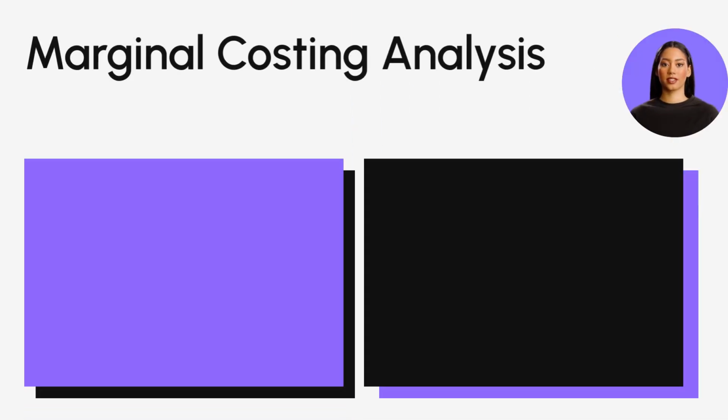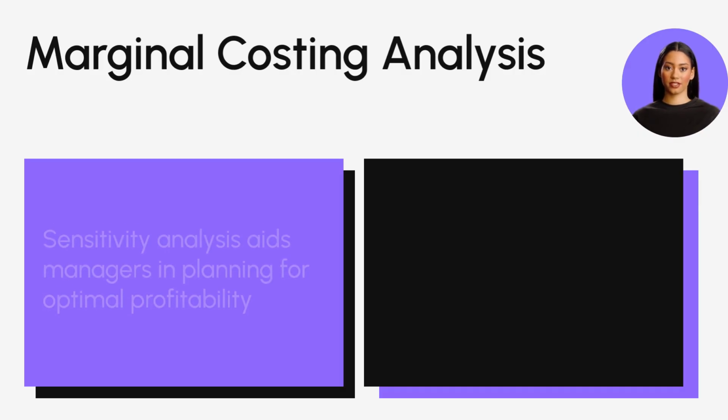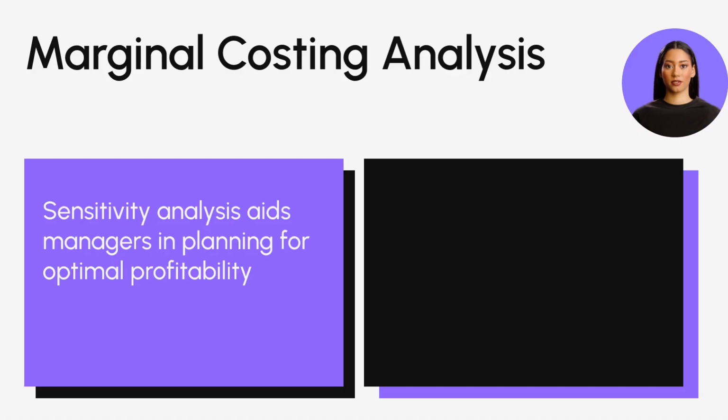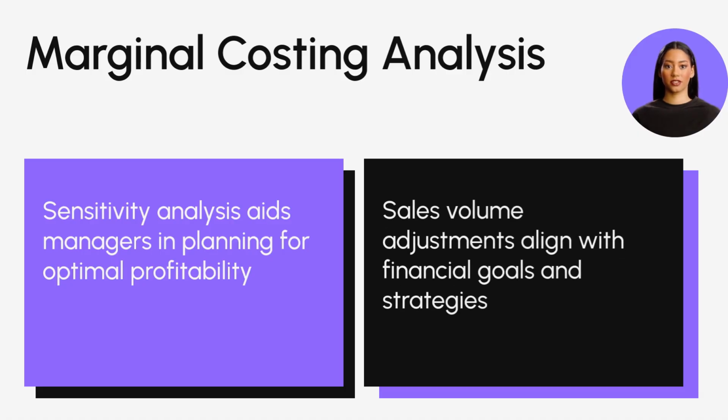Marginal costing analyzes sales volume changes on cost and profitability. Managers conduct sensitivity analysis to assess different scenarios. This helps in planning and adjusting strategies for optimal profitability. It ensures that sales volume adjustments align with financial goals.